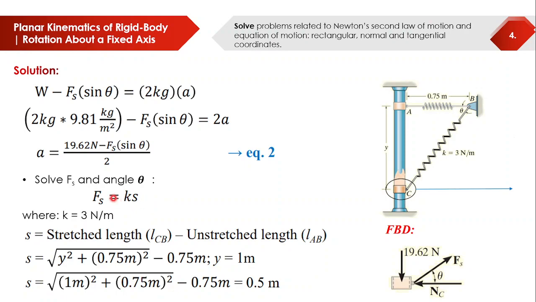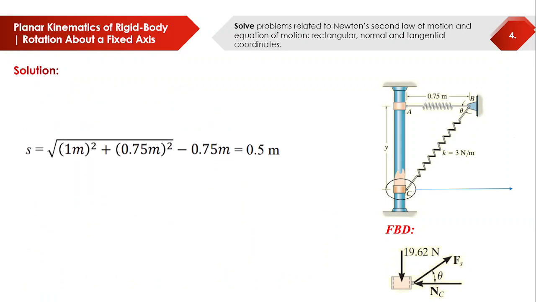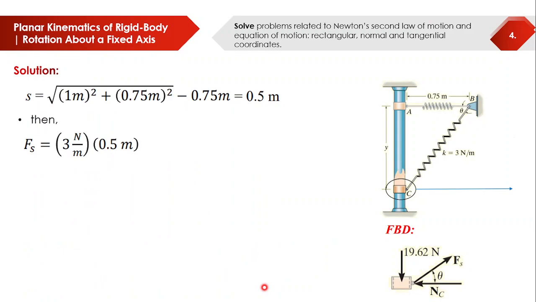So for solving our spring force, it will be equal to K times S. This is our S, which is the difference between the stretched and the unstretched length. So S is equal to 0.5. Then we can solve for our spring force: the spring force is equal to 3 Newton per meter times 0.5. This is your S, we have already solved that one. Therefore, your spring force will now be equal to 1.5 Newton.